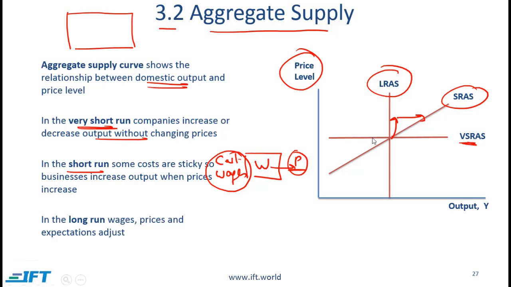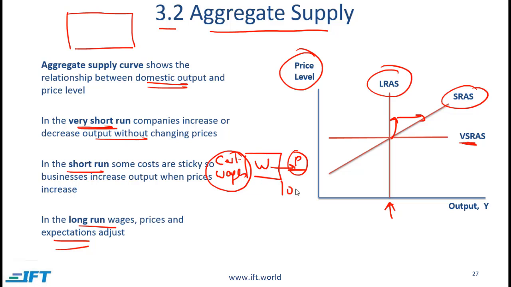What about the long-run aggregate supply? Notice that the long-run aggregate supply is at a certain level, and this long-run aggregate supply does not depend on price level. The reason is that in the long run, wages and other costs adjust. So if prices are up in the short run, wages might be sticky, which means in the short run, wages don't change so much. But if prices are up, then eventually the cost of labor and other costs will also go up. And that's what we mean when we say expectations adjust.